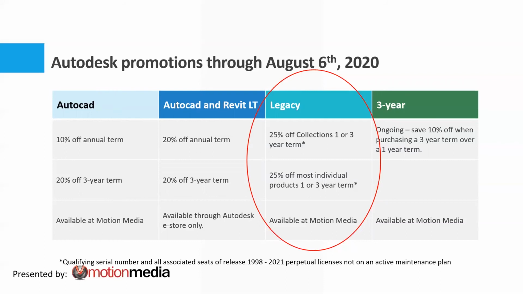You can use that to get 25% off a new subscription, and that's off most individual products, whether it's Maya, Revit, AutoCAD, 3ds Max, or any of the collections. So you add that and you get a 3 year term, you get an extra 10% off. So anybody who thinks they might have something like that, please contact us. More than happy to look it up for you.